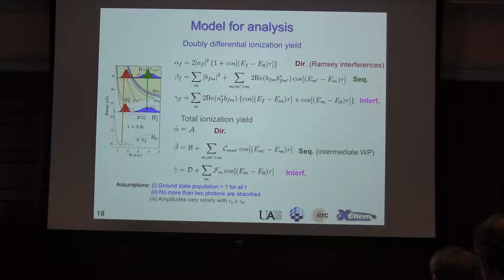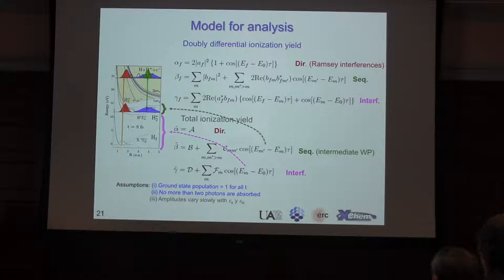If we integrate in order to get the total ionization yield, this model predicts that the direct term should be more or less constant, and that the sequential term should depend only on the energy differences between states that are excited by the pump pulse, and the interference term oscillates with a frequency that depends on the energy difference between the intermediate state and the ground state. And in order to obtain this very simple expression, all we have to assume is that the amplitudes vary very slowly with electron energy and nuclear energy. Okay? So these are the assumptions of the model, and these are the equations that come from this work. And we are going to use this model in order to understand the results I showed before.